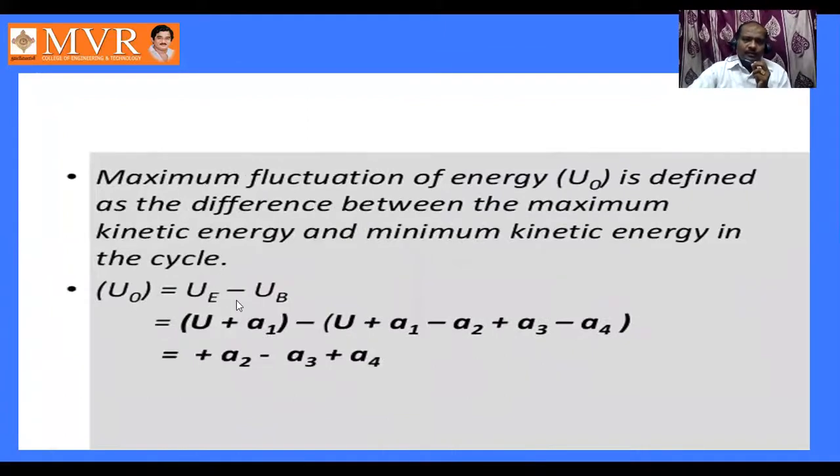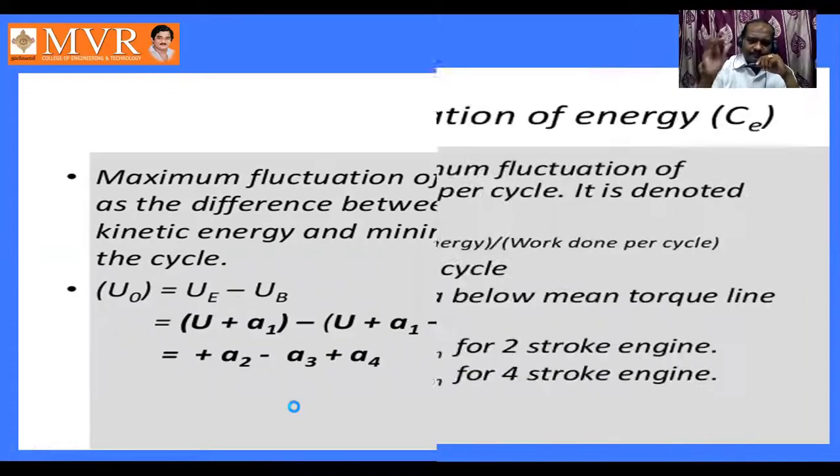So UE minus UB is equal to the maximum fluctuation of energy, which is defined as the difference between the maximum kinetic energy and minimum kinetic energy of the cycle. So UE minus UB is U plus A1 minus A2 plus A3 minus A4 minus U minus A1, thereby we are going to get this.